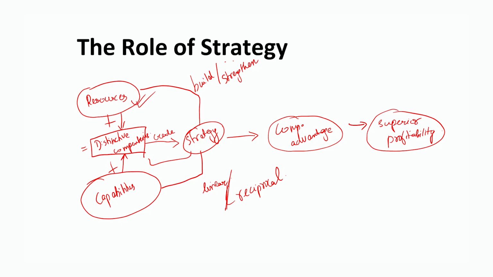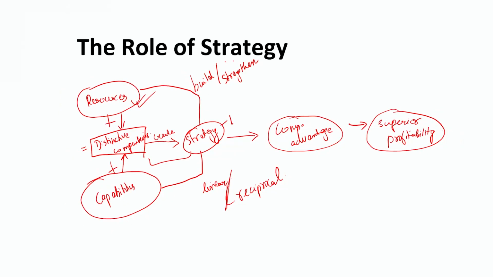Repeating again, the relationship between distinctive competencies and strategy is not a linear one, it is a reciprocal one. Sometimes our distinctive competencies shape our strategy, and sometimes our strategies help to build new resources and capabilities or strengthen existing resources and capabilities, which will further enhance our distinctive competency.